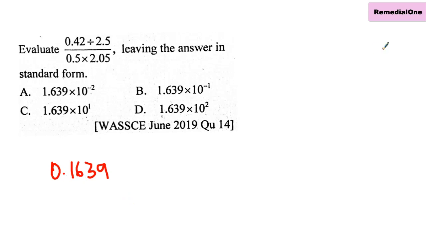And here they want us to write it in the standard form. We cannot lead with 0, so we will move the point to here, and we cannot move it too far because it has to be between 1 and 9. So we move it over here, so it's just going to be 1.639 times 10 to the power, we move only 1, so it's just going to be -1, and that gives us the answer.